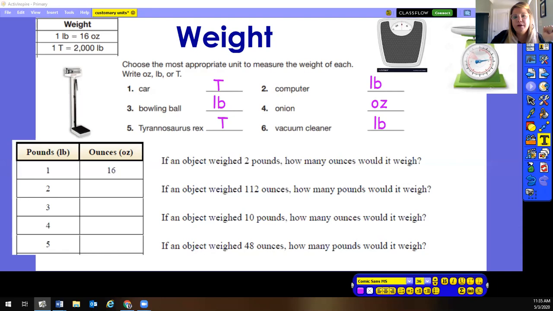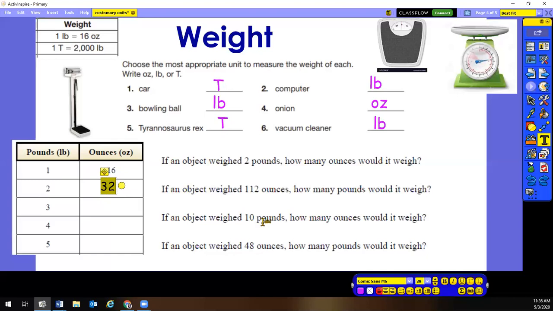So on this one here, on this chart, we're going from pounds to ounces. So put your arms out, big pounds, down to small ounces, cross them, you know you're multiplying. So if 1 pound is 16 ounces, that means we're going to be multiplying this by 16 every time to get what these measurements are. So the first one we can do together. 2 times 16 is 32. So 2 pounds is exactly 32 ounces, okay?